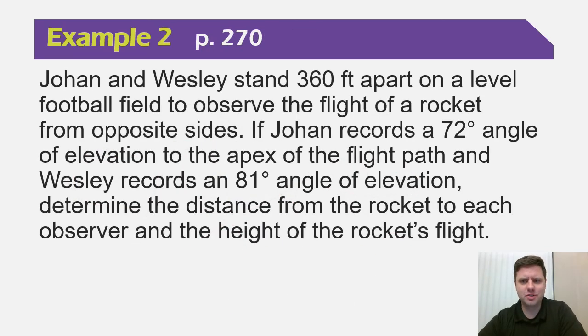Okay, let's look at example 2. Here's a word problem. Johann and Wesley stand 360 feet apart on a level football field to observe the flight of a rocket from opposite sides. If Johann records a 72-degree angle of elevation to the apex of the flight path, and Wesley records an 81-degree angle of elevation, determine the distance from the rocket to each observer and the height of the rocket's flight. So usually what's good to do in all of these word problems is to set up a picture. So let's do that first.